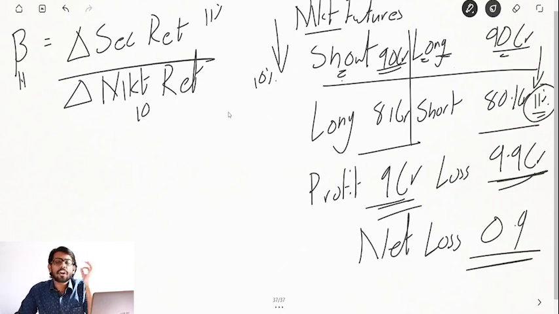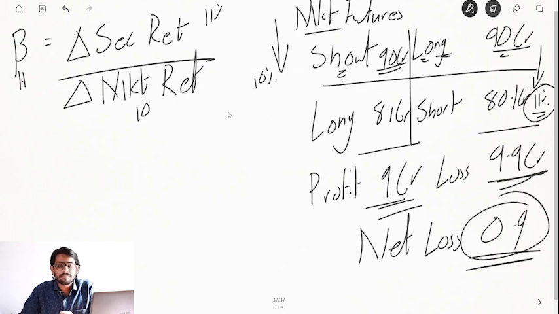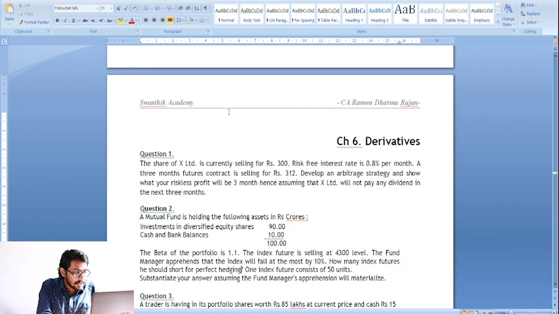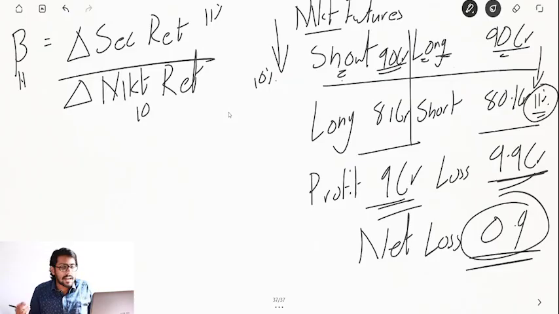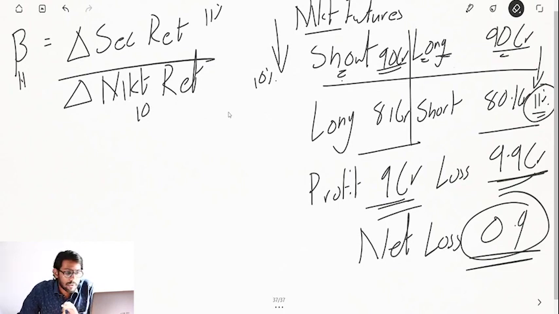Your hedging is not perfect because you have a net loss. You want perfect hedging over here. Perfect hedging means that your profit and loss will strike each other off and there will be no loss. There is no risk involved. So if your hedging has to be perfect, here you have a loss of 9.9 crores, your profit also should be 9.9 crores.